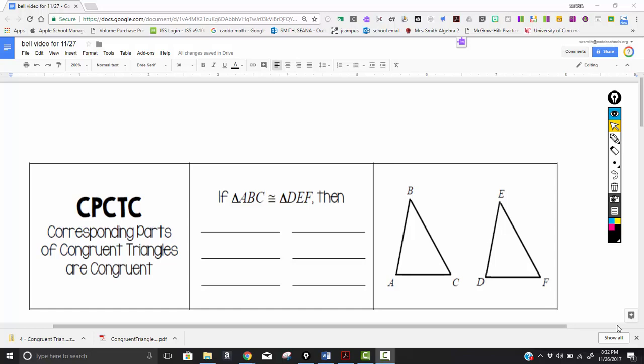Let's get going. So, today we're going to be speaking about corresponding parts of congruent triangles are congruent. And thank goodness they don't want you to write that. So your abbreviation is going to be CPCTC. It comes from the first letter of all the main words, leaving out the "are." So CPCTC stands for corresponding parts of congruent triangles are congruent.